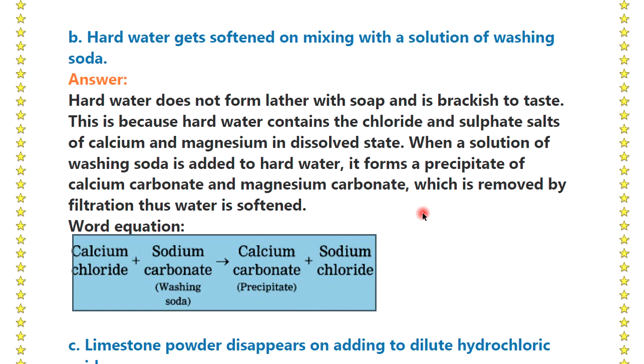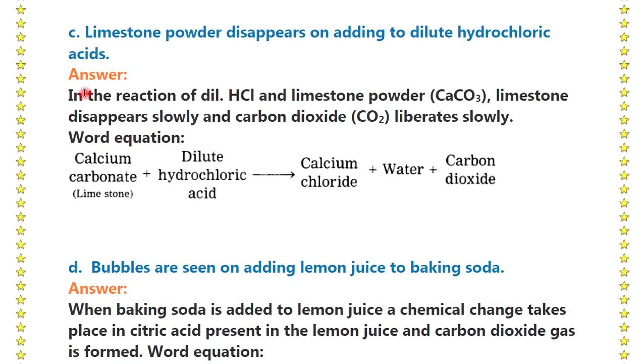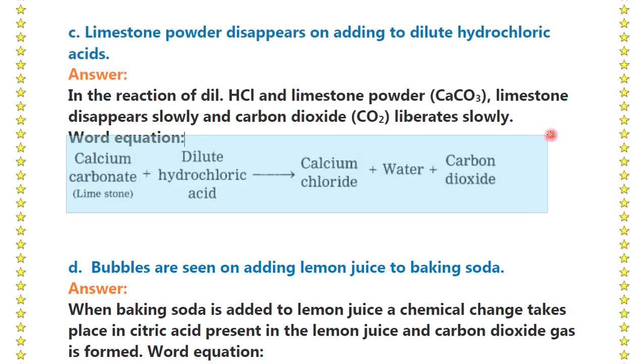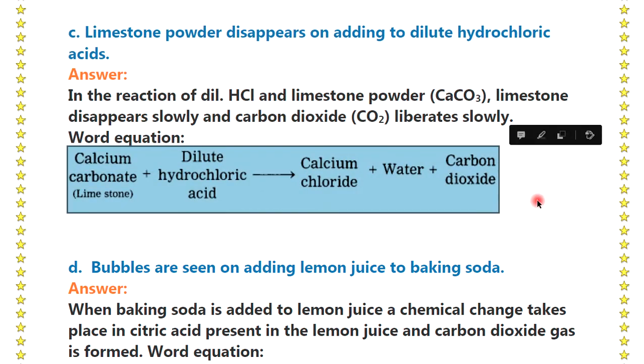Okay. Then next, C: limestone powder disappears on adding to dilute hydrochloric acid. Answer: in the reaction of dilute HCl and limestone powder, CaCO3 means limestone disappears slowly and carbon dioxide CO2 liberates slowly. Word equation: calcium carbonate plus dilute hydrochloric acid gives calcium chloride plus water plus carbon dioxide.